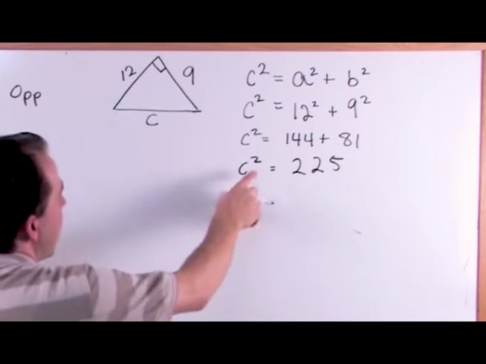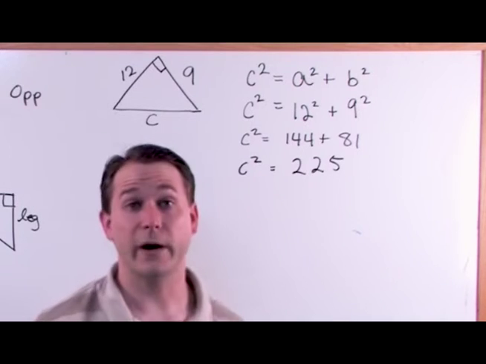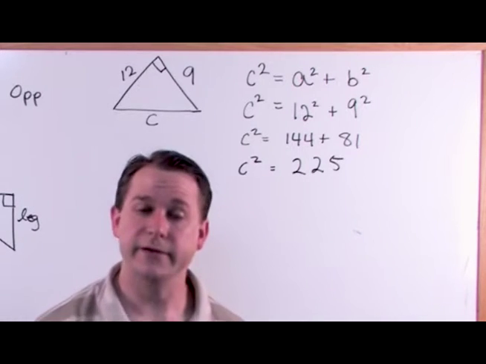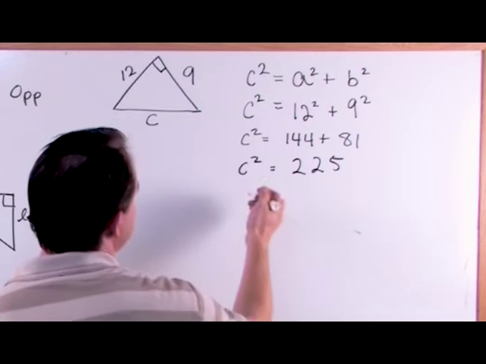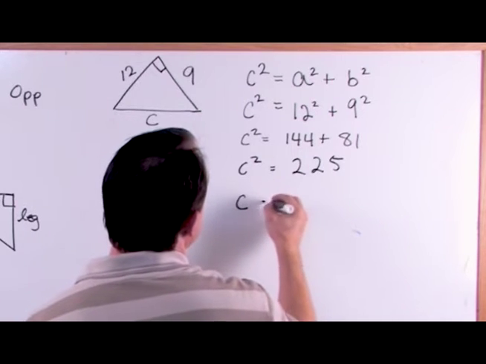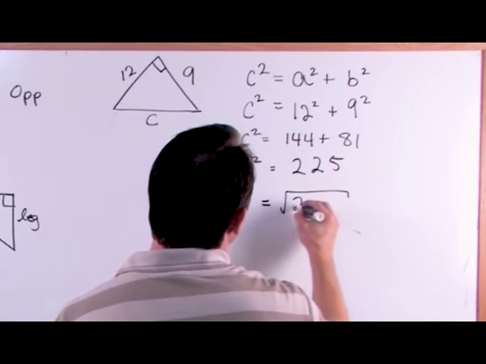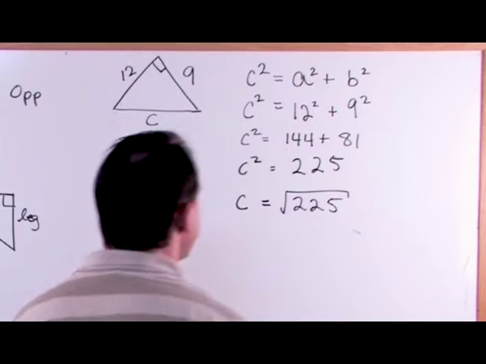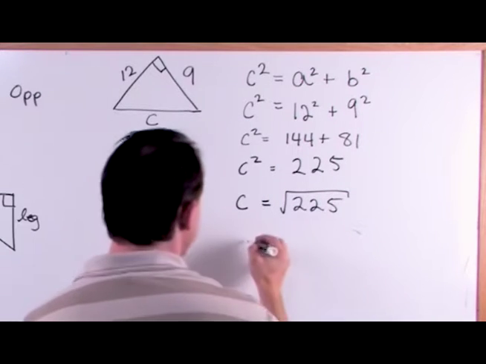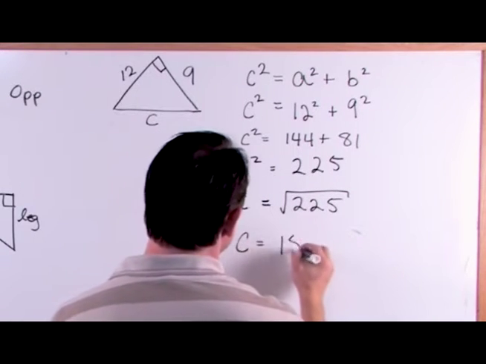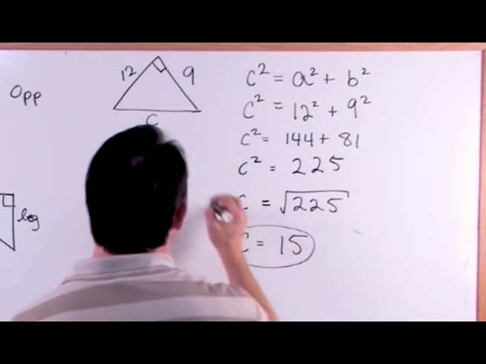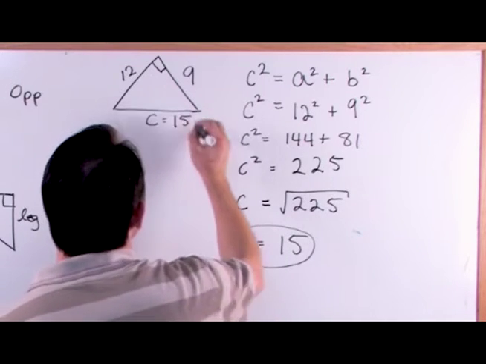So now you know what C squared is, but in order to find C, when you're solving this equation, you do the opposite. The opposite of a square is a square root, okay? So you have to take the square root, right? So then C is equal to the square root of 225, and you can just pop that in your calculator, and what you'll get is 15. So this is actually equal to 15, okay?